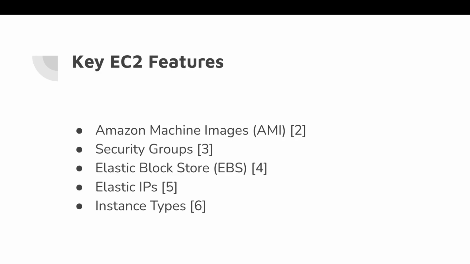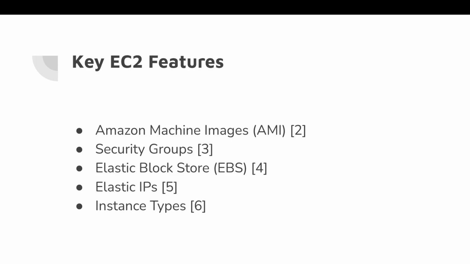Under the hood, a few key features make the EC2 the go-to choice for infrastructure. Amazon machine images are pre-configured templates with the OS and software ready to go, so you aren't building from scratch every time. Security groups serve as built-in virtual firewalls that control exactly what traffic gets in and out. Elastic Block Store acts as persistent storage attached to your instance, meaning your data stays safe even if the server reboots or stops. Elastic IPs are static public IP addresses you can remap on the fly.